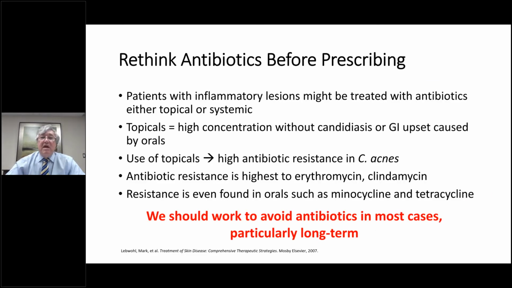And again, rethink antibiotics before you prescribe them. You might decide to use them topically or systemically, but topicals increase the concentration without candidiasis or GI upset, but they also increase the antibiotic resistance to C. acnes. And as I mentioned, antibiotic resistance is very high to erythromycin and clindamycin, and it can be found in orals, even such as minocycline and tetracycline. So we should work to avoid antibiotics in most cases, particularly long-term.